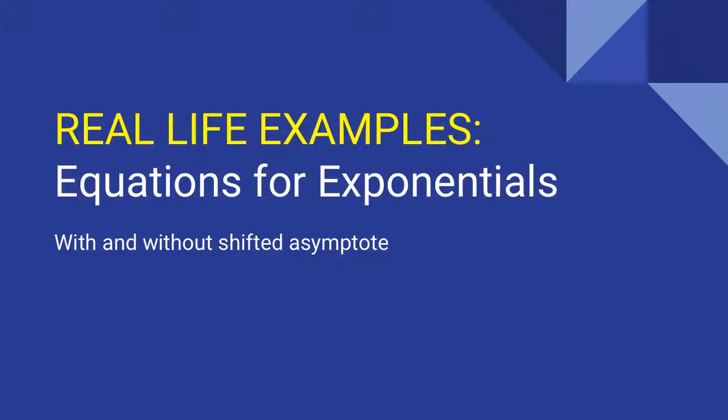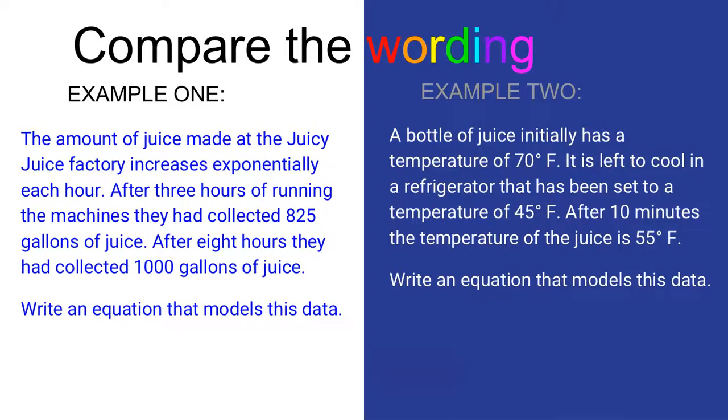Let's take a look at real-life examples, equations for exponentials with and without shifted asymptotes. We're going to be reading context and trying to figure out which strategy applies. So as you read this first story and this second story, obviously you're going to want to compare the wording because the wording is going to make a difference.